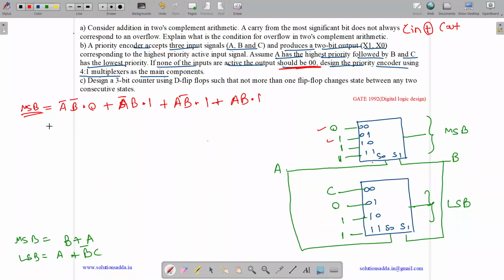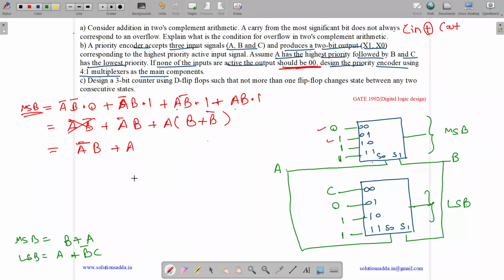Now let us try to simplify it. Let us take A complement common: A complement B complement plus A complement B. We get B plus B complement, which is equal to 1. So this is 0, so this will cancel out. So we'll have A complement B plus A, and now we have a theorem.